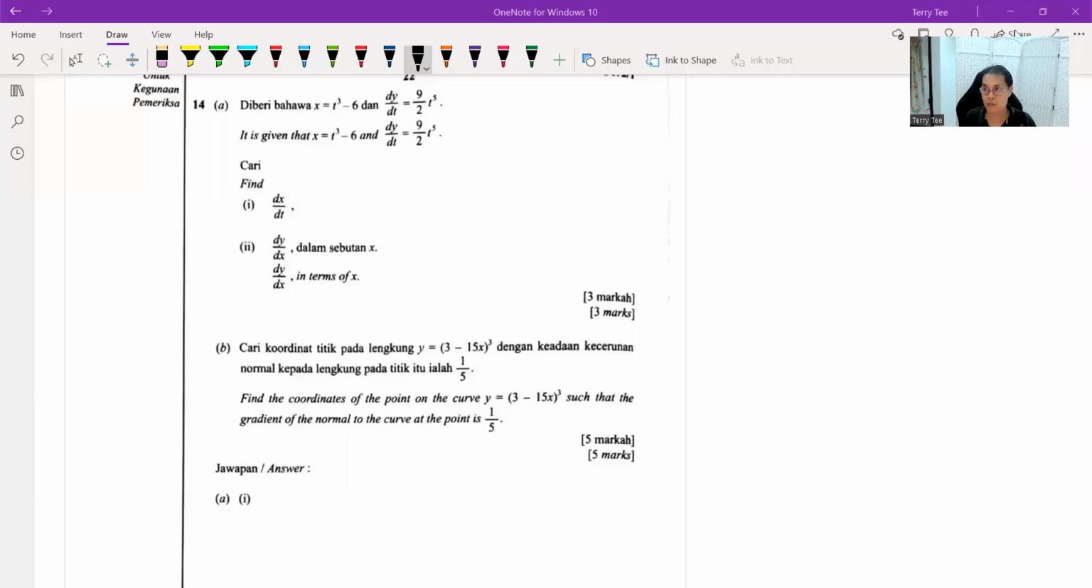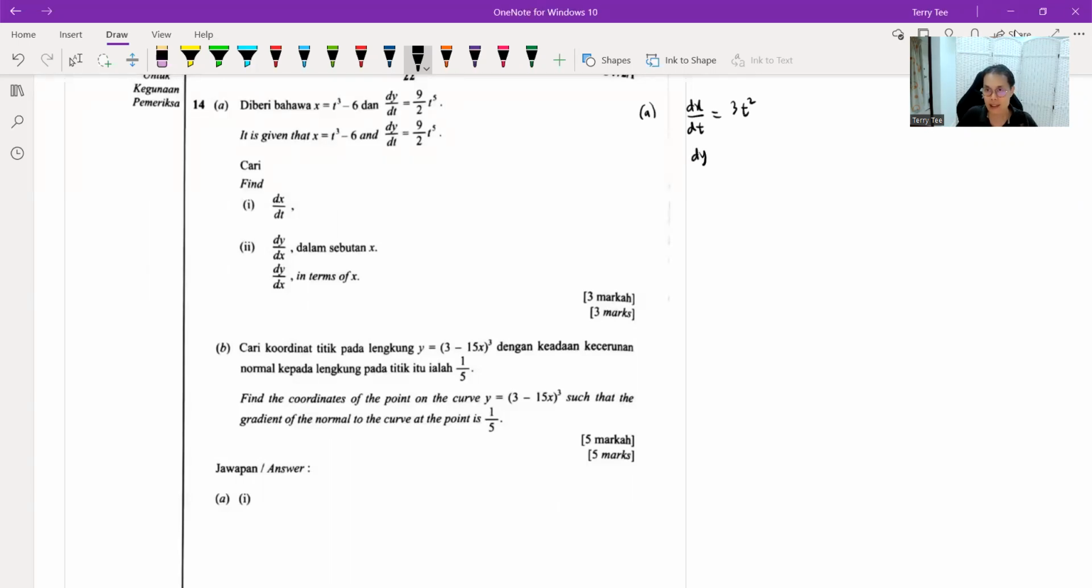Okay, question 14 is from differentiation, form 5, chapter 2. So number 1, I have to differentiate dx/dt. It's kind of easy to differentiate this. Let me write over here, your dx/dt, bring the power down, you should get 3t squared. As for minus 6, when you differentiate minus 6, you get 0. I got my dy/dt.